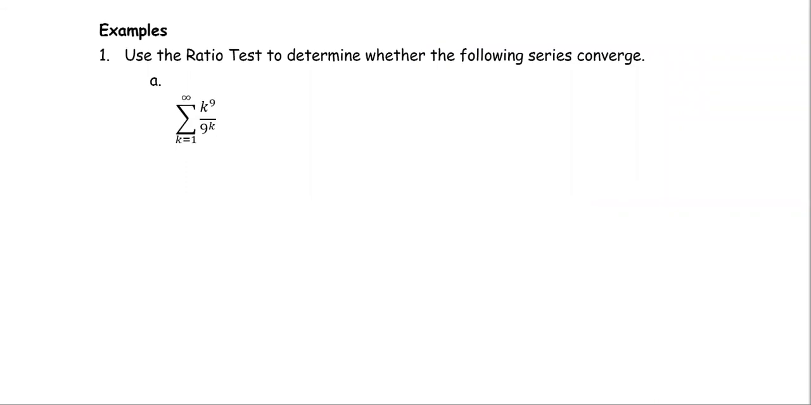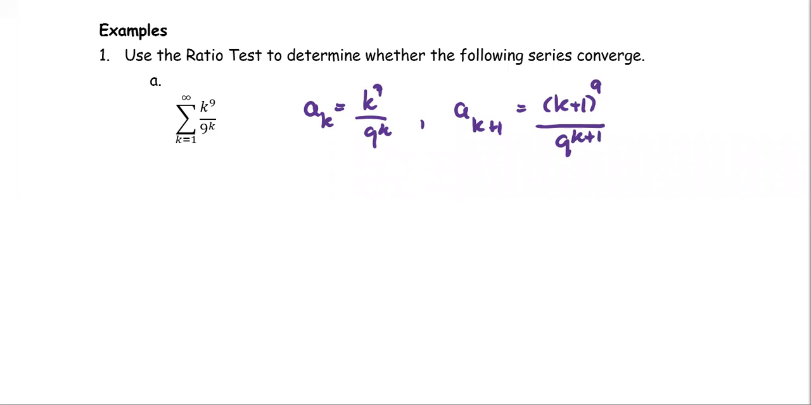Examples. Use the ratio test to determine whether the following series converges. We have the series of k to the power 9 over 9 to the power k, for k equals 1 to infinity. Then the a_k term is k to the power 9 over 9 to the k, where the k plus 1 term is (k plus 1) to the power 9 over 9 to the k plus 1. We are looking for the value of R, which is the limit value of a_{k+1} over a_k as k approaches infinity.